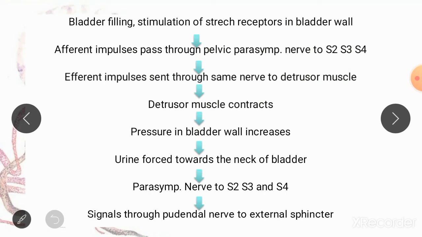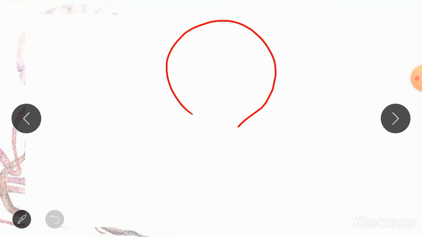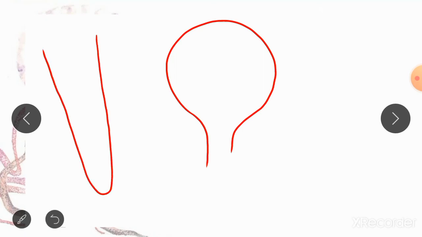ठीक है. So if you want to revise, we can revise it again. What happens is, suppose this is your bladder, and this is the neck of your bladder, and here is your spinal cord, and your bladder walls and your neck of the bladder are supplied with sensory fibers of your pelvic nerve, which is your parasympathetic S2 S3 nerve.